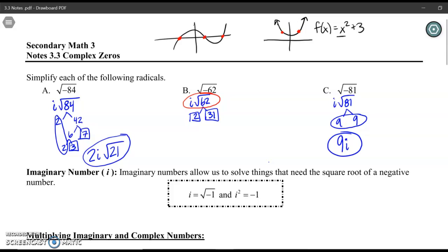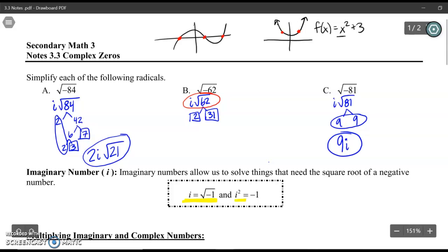Okay, so basically the idea is that we're going to be seeing this number i come up a lot. And i, again, is called the imaginary number. This box that I've outlined here is super important: i is equal to the square root of -1. That's why we can take anything that's a negative square root and just put an i in front of it and make it positive.